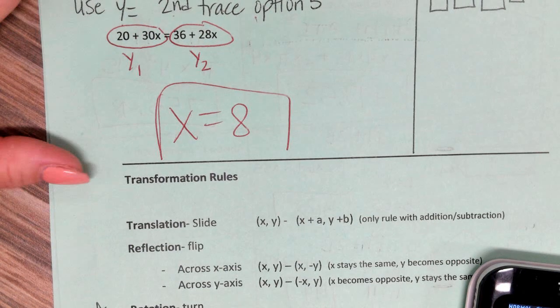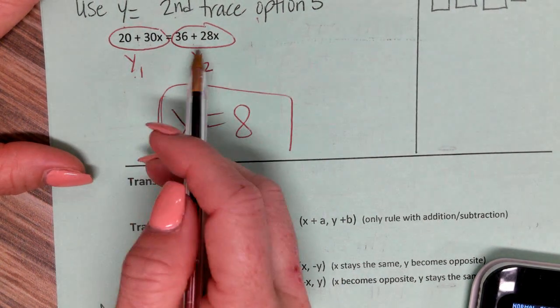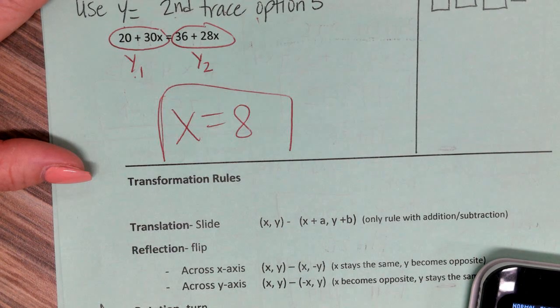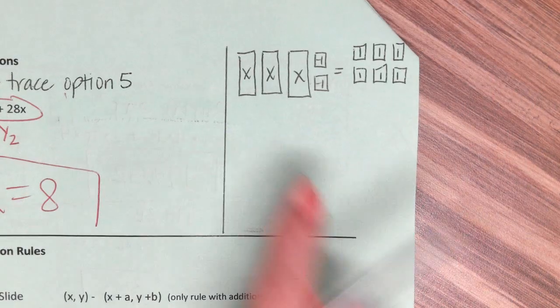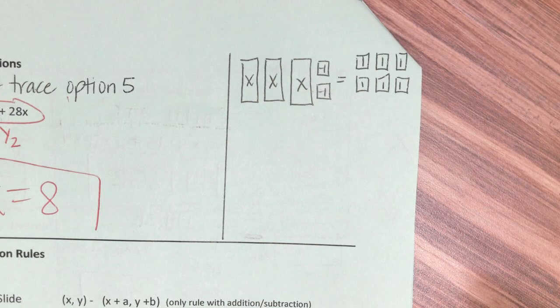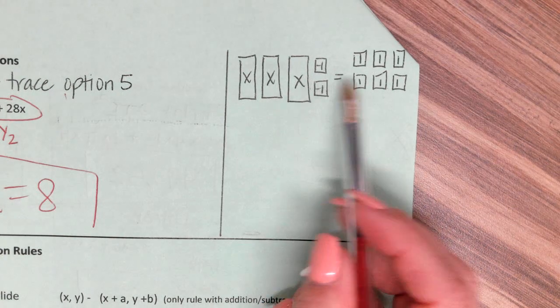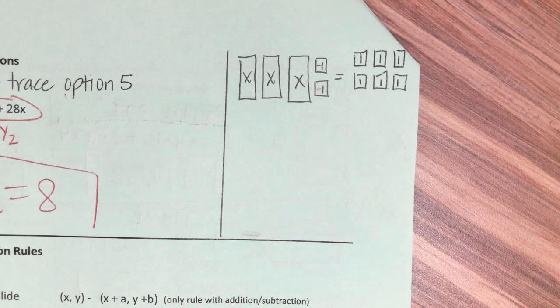Does it matter if there's fractions in this stuff? No, just use your alpha y equals button. What if the equation looks like this? What do you have to do first? What do I have to do? Y'all have to speak up. I can't hear you.